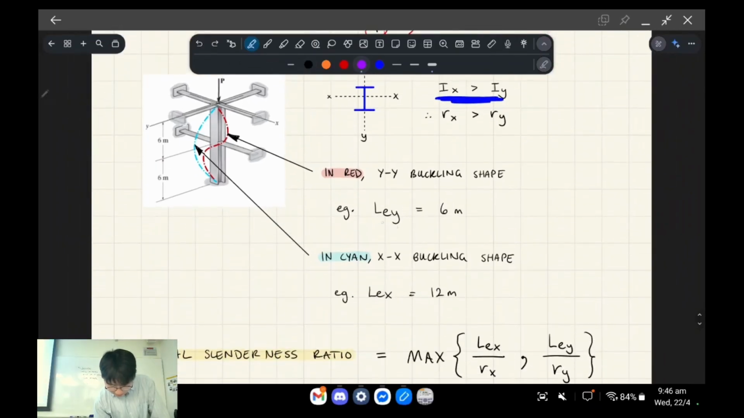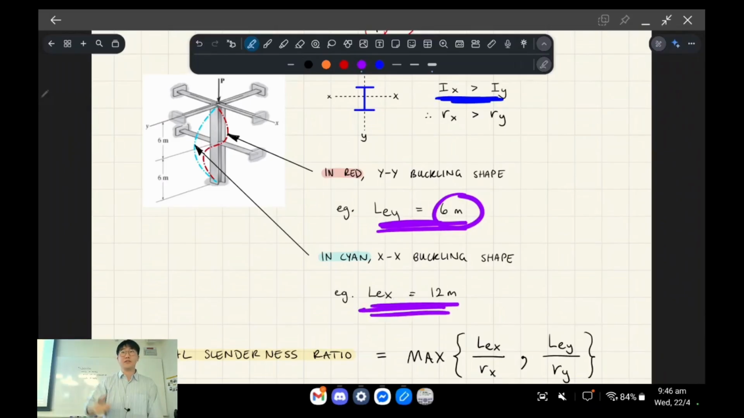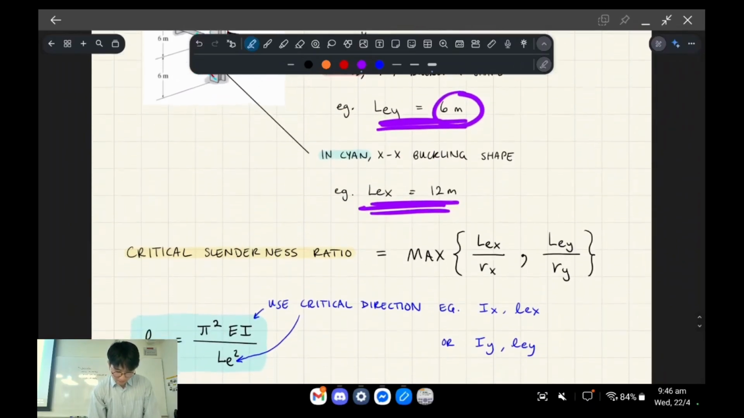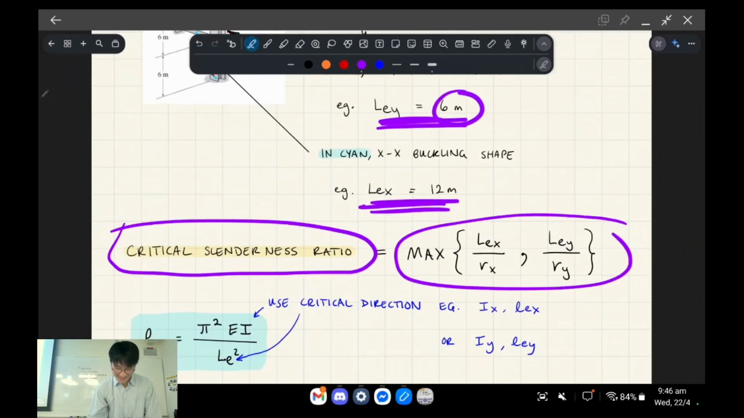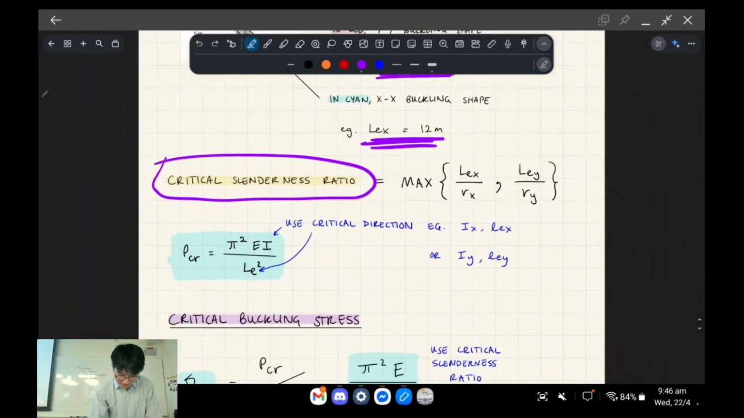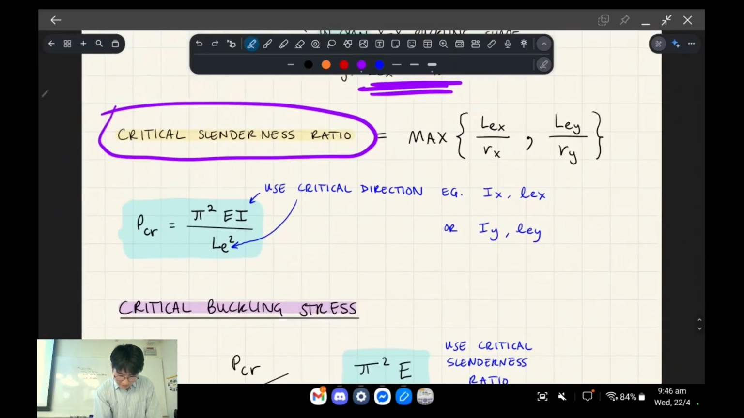For example, LEY in this question is 6 meters, but LEX is 12 meters. So it's stronger in the direction where it's going 12 meters unrestrained, but in the weaker direction, it's half that length. So you have to check which one will govern. The critical slenderness ratio is your maximum slenderness ratio, just the biggest between those two things. Once you find out the critical direction, you plug in these values. If we find that this one's critical, you plug this value and this value into here and here.